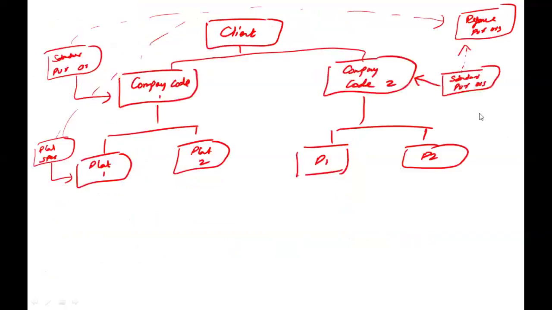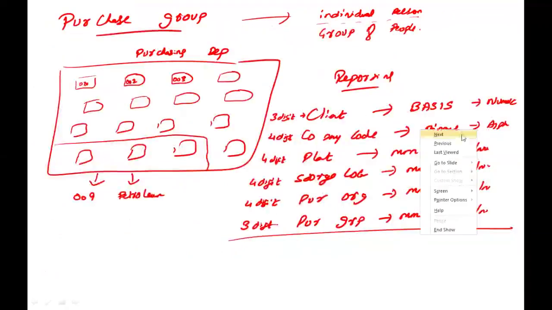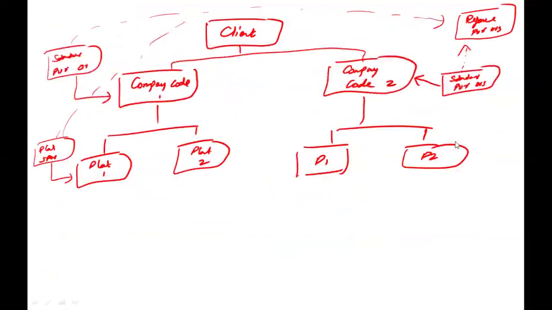Then we have the plant specific purchase org. The plant specific purchase org is the same as the company code specific purchase org. The only difference is the company code specific or centralized one will be assigned to the company code, but plant specific will be assigned to the individual plant. When I say individual plant, it will not be responsible for any other plant.